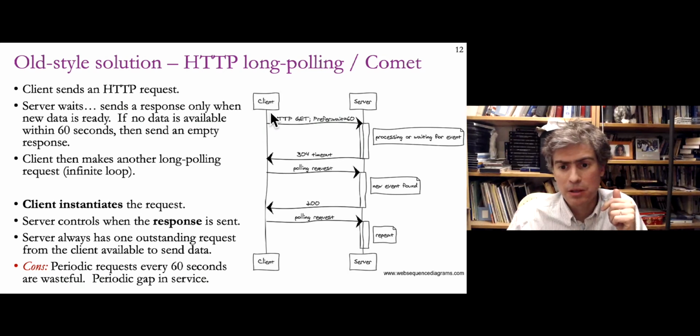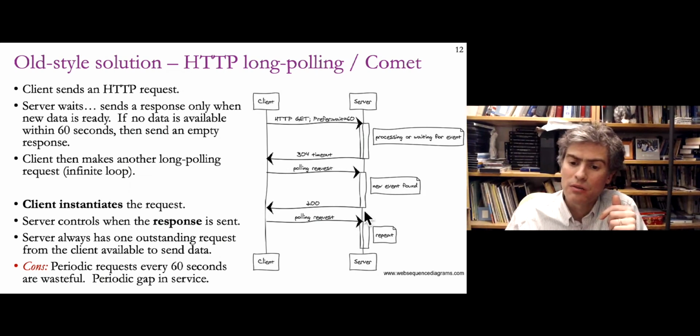Just to explain that one more time, the client makes their GET request, and it'll wait for up to a long amount of time, let's say 60 seconds, before the server times out, and immediately it sends another request. But if at some point the server does have a new message, a new event, it will give a response immediately after that event was generated. And that would be a 200 response that has the data. The client would then make another request.